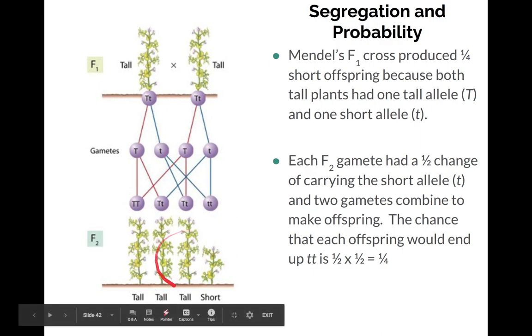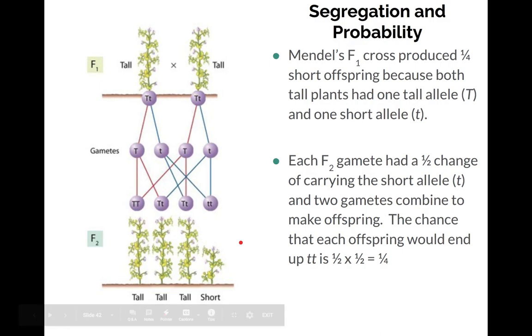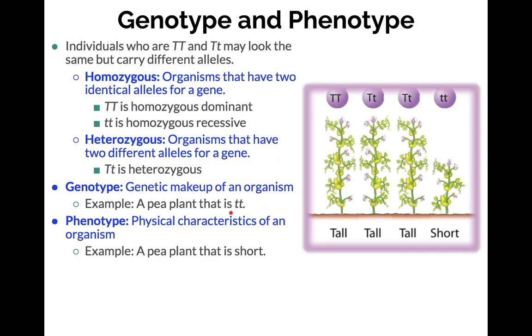Okay, so here we're looking at this, right? Each F2 gamete had a 1/2 chance of carrying the short allele, and 2 gametes combined to make offspring. So the chance that each of the offspring would end up with 2 short alleles is 1/2 times 1/2, which is a 1/4. Okay, now if you're confused by that, we have another way of looking at this through Punnett squares, which we're going to talk about momentarily. But before we go into that, we have to talk about genotype and phenotype.